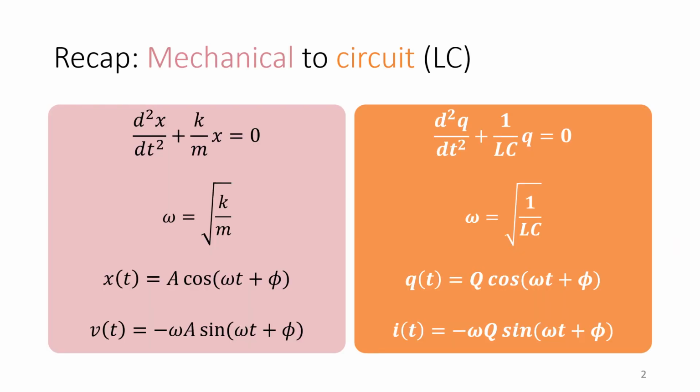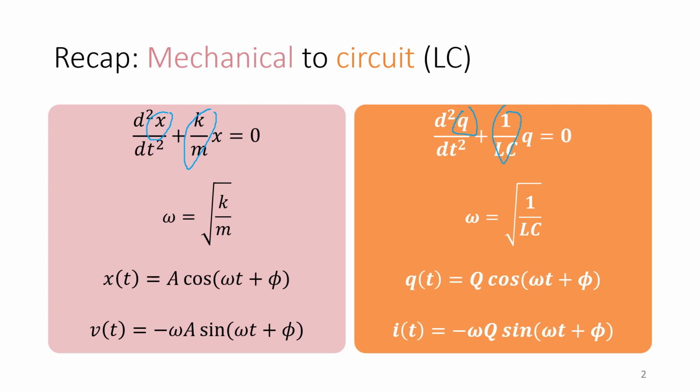And true enough, this comparison is reasonable because the differential equations themselves, for the mechanical system, it's the equation of motion. For the LC circuit, it's the equation for how the charges change with time. The differential equations that govern them share almost exactly identical forms. So you can see here that instead of x being the variable for the mechanical system, we have q for the circuit. And this k over m term, which is omega squared for the mechanical system, will be replaced by 1 over LC for the circuit.